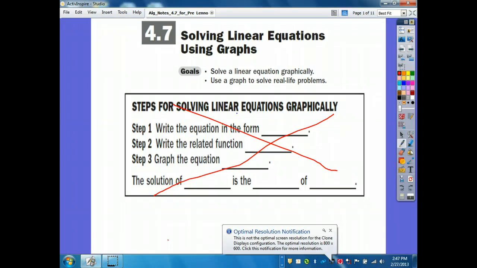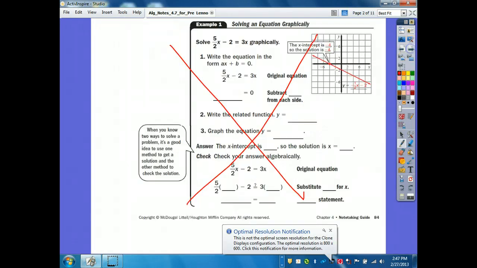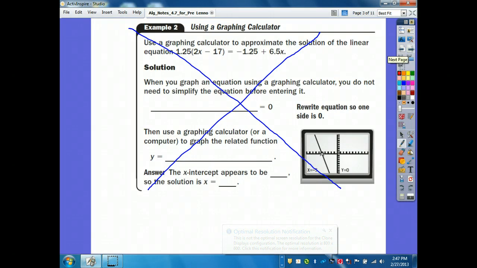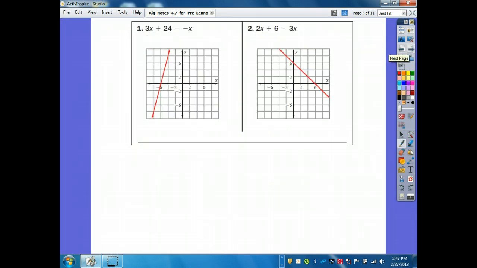All right, so cross this out for now. Cross that out, please. And that. And let's go right to these two problems. I told you it wasn't going to be very long today.